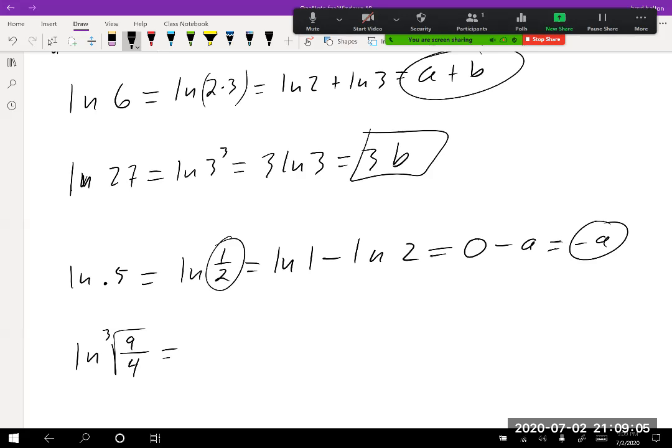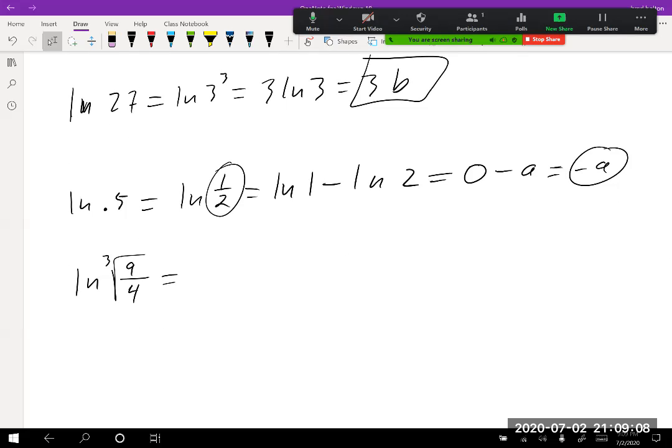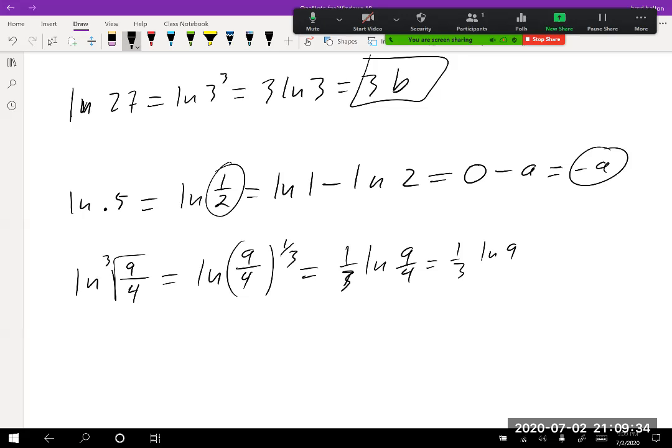Okay. Now this last one, I'll give you a minute, maybe pause the video and see if you can use some cool stuff on this one. All right, so hopefully you thought about the cube root as a power. So this becomes 9 over 4 to the 1/3 power. But then that becomes 1/3 natural log of 9 over 4. But that becomes 1/3 natural log of 9 minus 1/3 natural log of 4. And you have to put the 1/3 on both of them, because the whole natural log was being multiplied by 1/3.